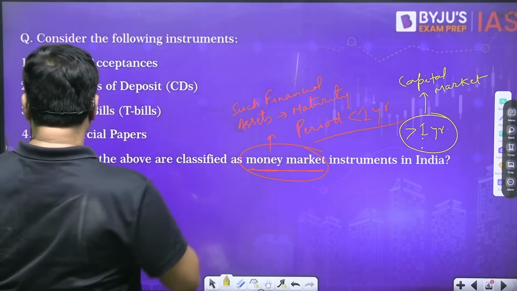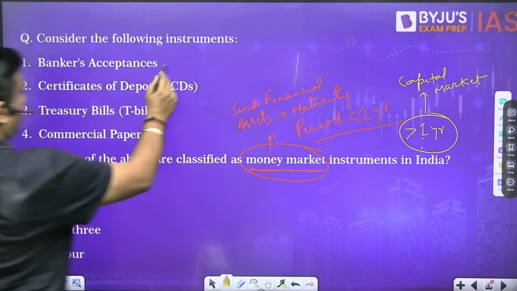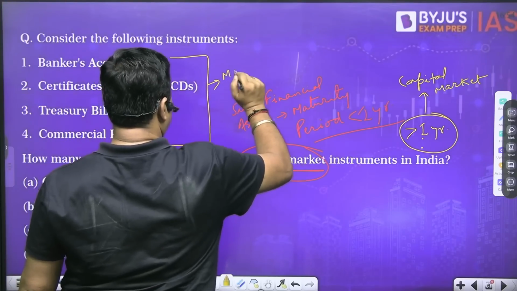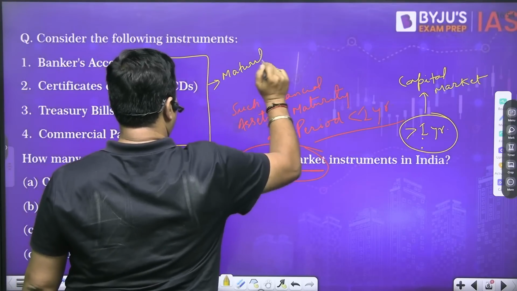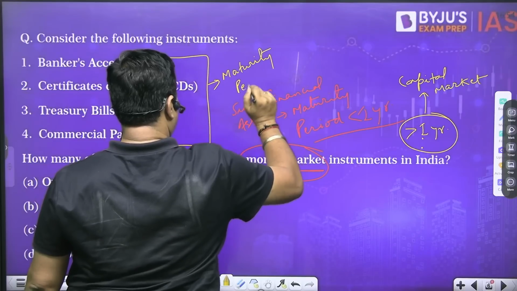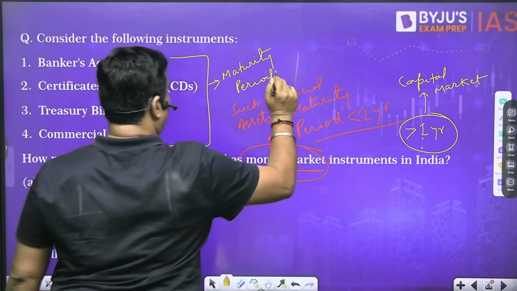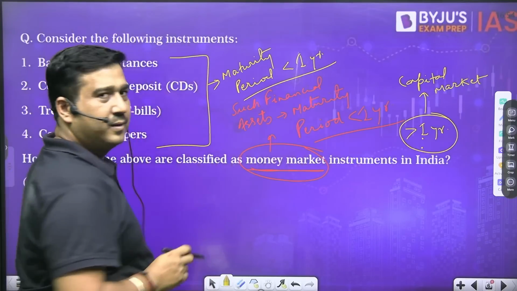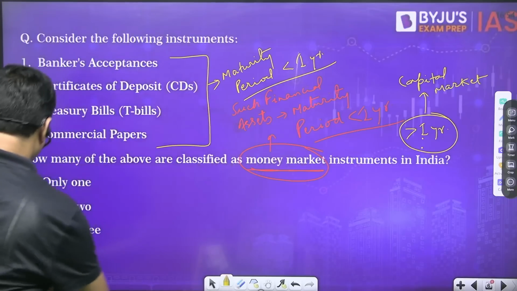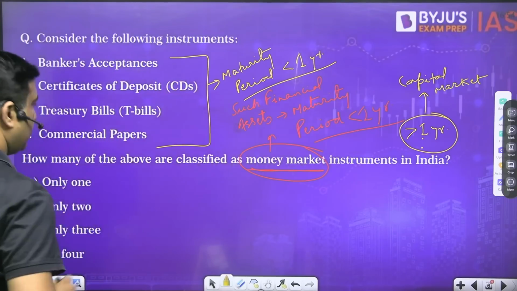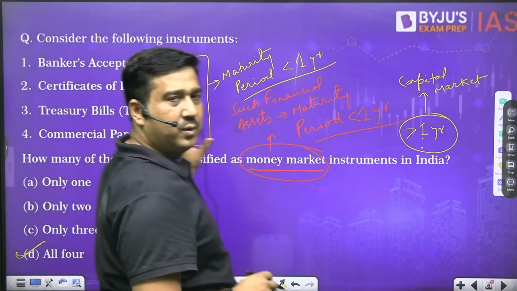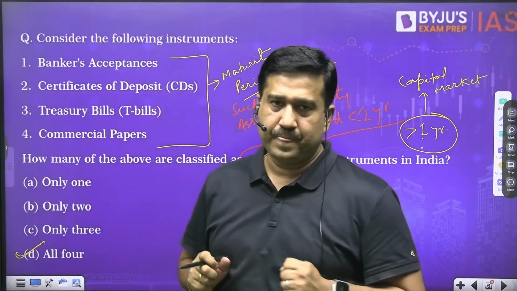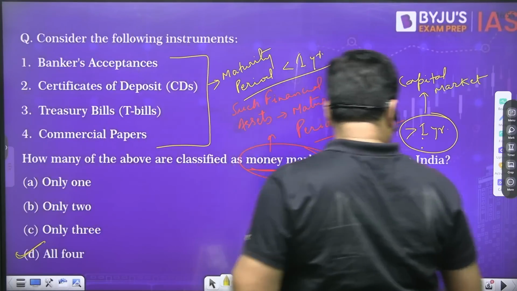Now if I look at all these 4, all 4 have a maturity period of less than 1 year. That means the answer would be all 4. Means all 4 fall under money market instruments. Now let us move on to another question.